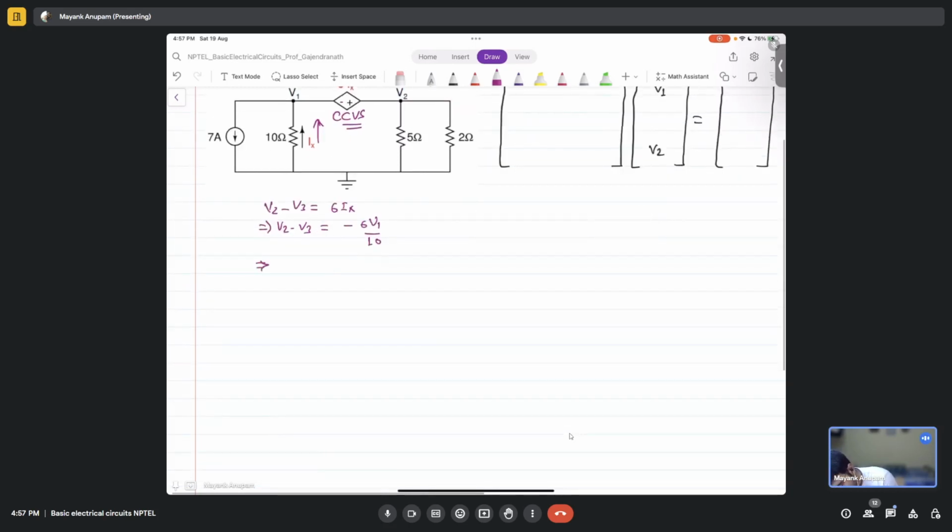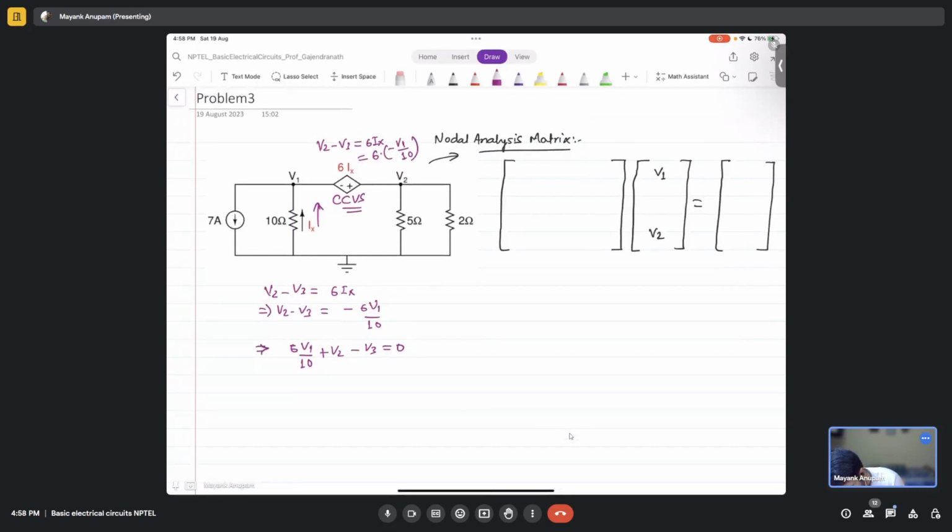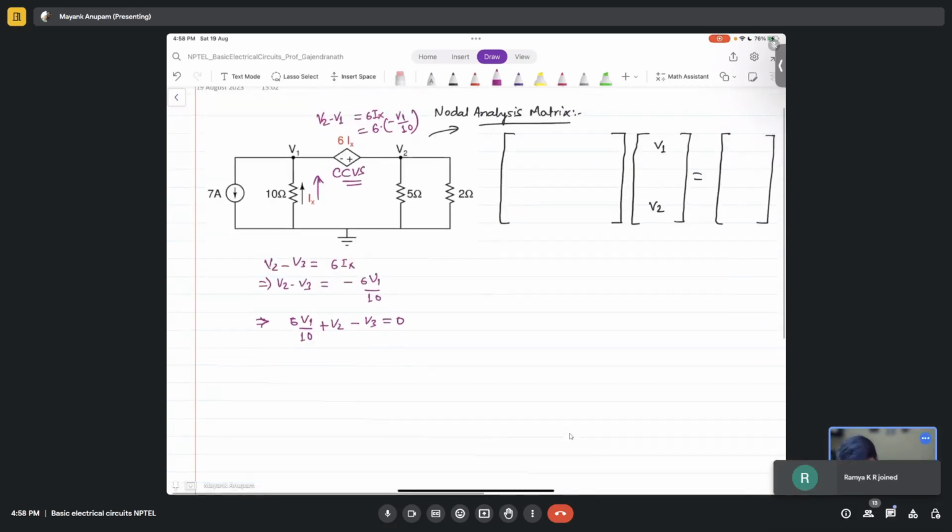So from here it will be 6 V1 over 10 plus V2 minus V3 equal to 0. How did I come up with V3? Please correct me when I make a mistake, otherwise I'll look like a fool. Okay, so this is V2 minus V1, right? There was no V3. Alright, so this is V2 minus V1.